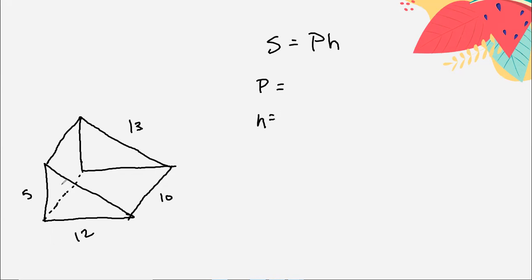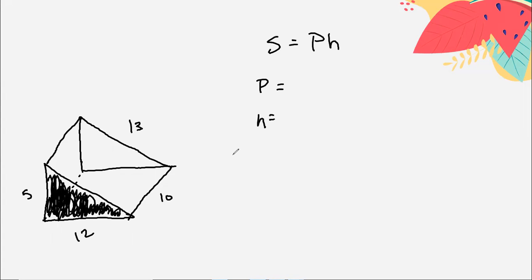The triangles are our base, okay? Remember, this is the difference. Rectangular prisms, it's whatever it's sitting on. Triangular prisms, it's always the triangles. So pick one of your triangles, and we need to find the perimeter of that triangle.